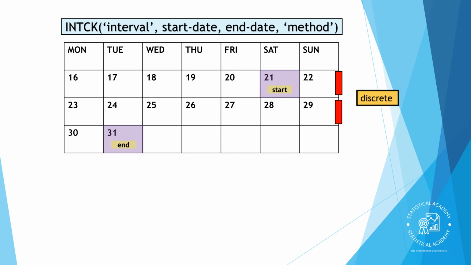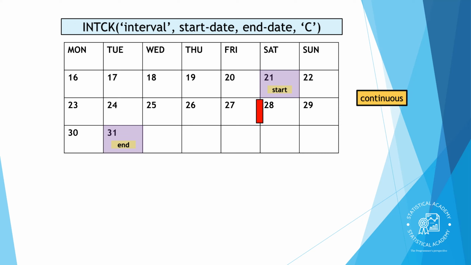A different way to consider the number of weeks between two dates is to count weeks based on a continuous count from the start date. The conclusion of the first and only complete week is between the 27th and 28th. This method for counting intervals is called continuous. If you wanted to use the continuous method for interval calculations, you must specify the letter C in quotation marks as the fourth argument in the intck function.